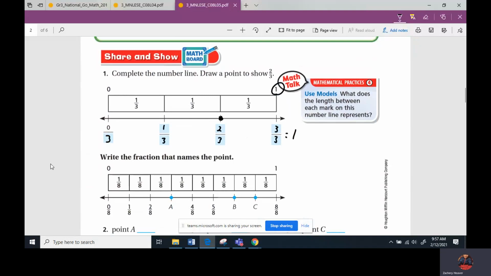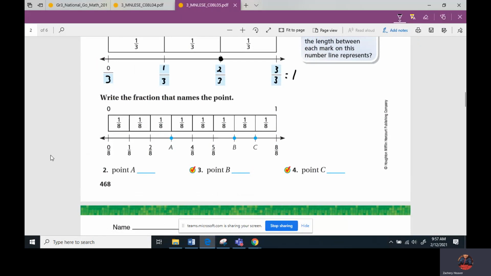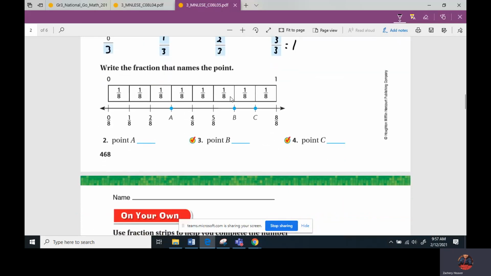All right. Now it says, write the fraction that names the point. Well, let's find point A. We're dealing with eighths. Look how small these pieces are. A lot smaller than the thirds. So we know this is 0/8, and we know this is 8/8 because 8/8 equals 1. So we just have to count, guys. So 1/8, 2/8. Point A is at 3/8. Let's keep counting. 4/8, 5/8.